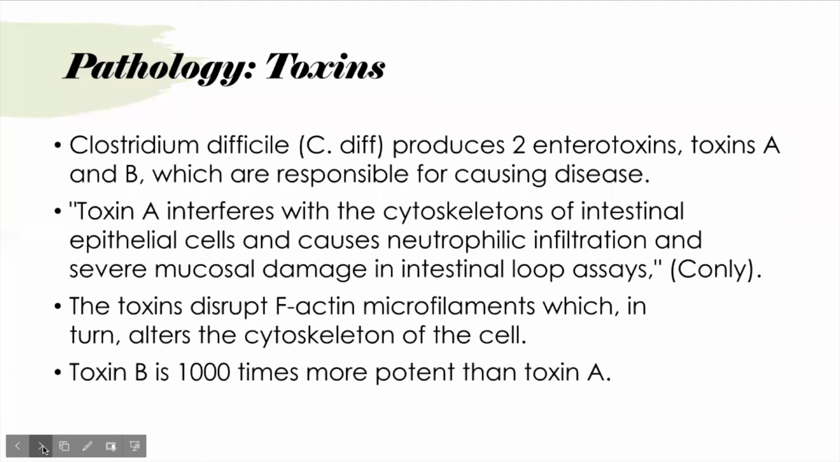So the toxins for C. diff. C. diff produces 2 types of toxins, 2 enterotoxins, toxin A and toxin B, which are responsible for causing the disease. Toxin A interferes with the cytoskeletons of intestinal epithelial cells and causes neutrophilic infiltration and severe mucosal damage in intestinal loop assays. The toxins disrupt F-actin microfilaments, which in turn alters the cytoskeleton of the cell. And toxin B is 1,000 times more potent than toxin A.